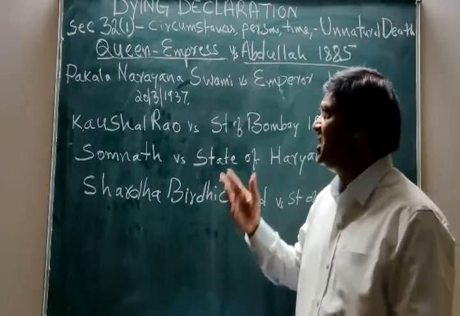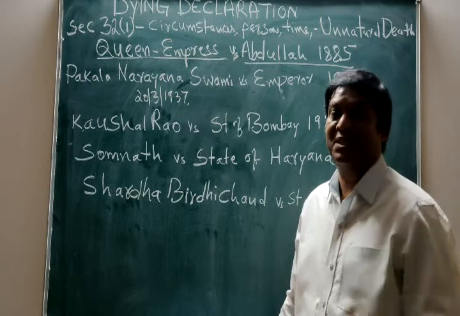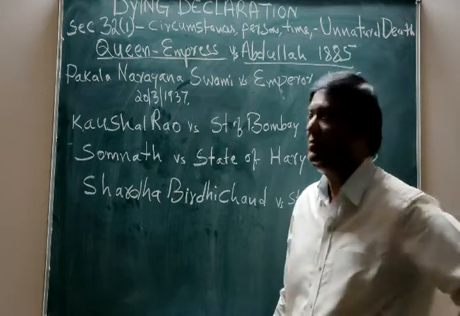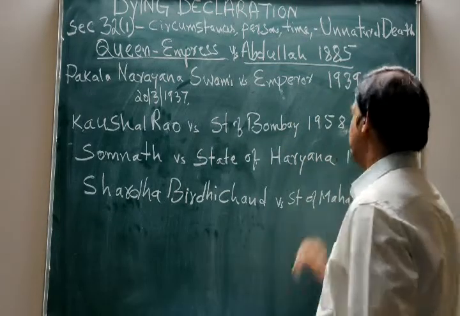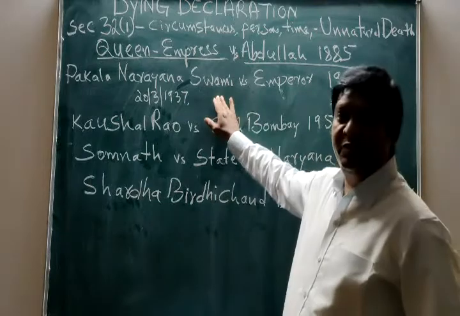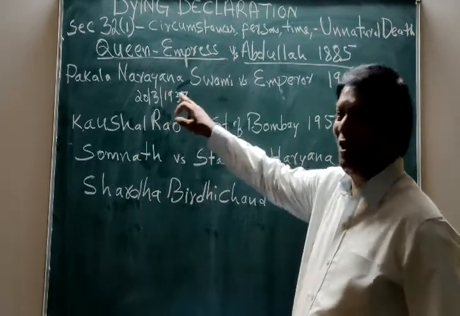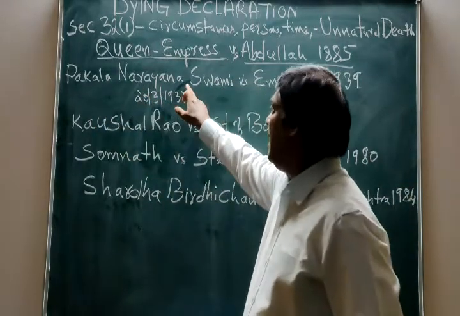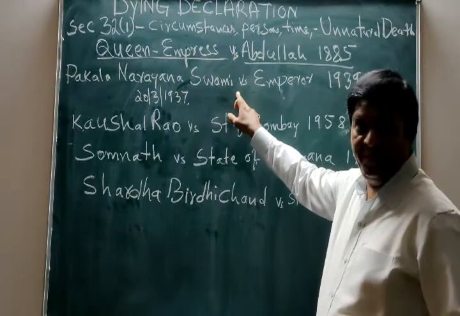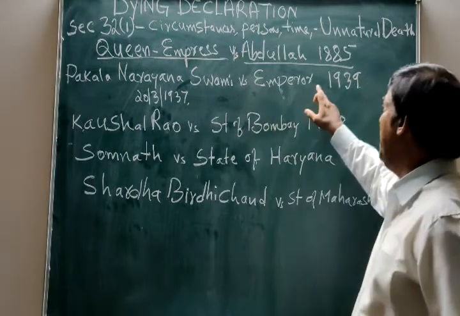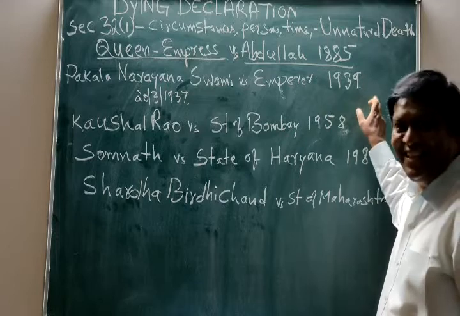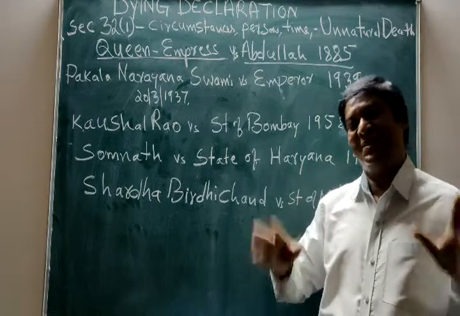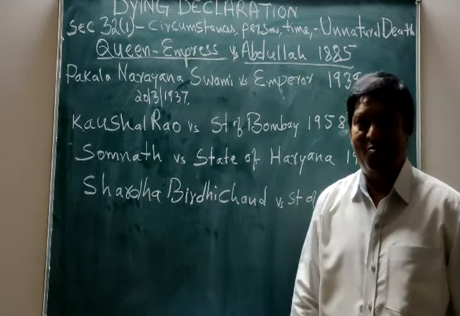So you know dying declaration now, Section 32, Subclause 1. Here I need to give you some important cases, and you have to write as many cases as possible. Let us take the first case. See the name, a very long name: Pakala Narayana Swami versus Emperor, 1939. Try to remember it in story form so that you can write it in the exam very easily.